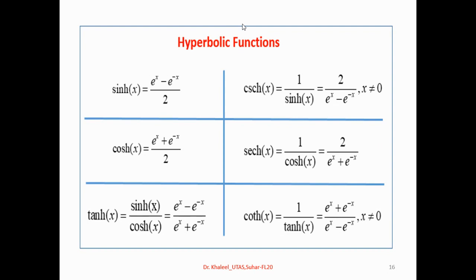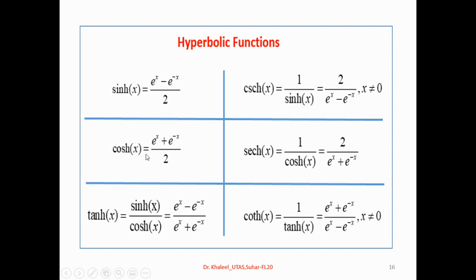Then we have hyperbolic functions, which is denoted as sinh x. This is sine hyperbolic x, which is defined in the form of exponential functions. Sine hyperbolic x is equal to e to the power x minus e to the power minus x divided by 2. And note that cosecant hyperbolic x is 1 upon sine hyperbolic x. That means it will be the inverse, 2 divided by this.